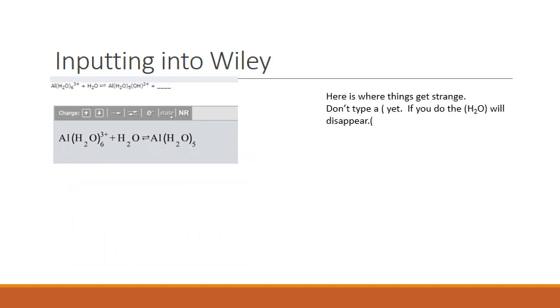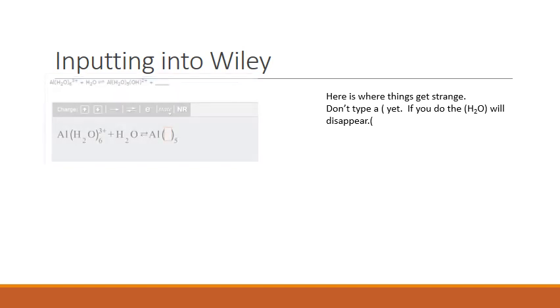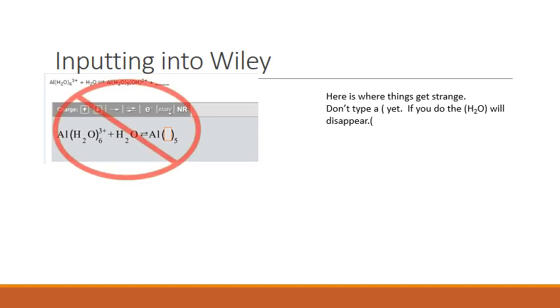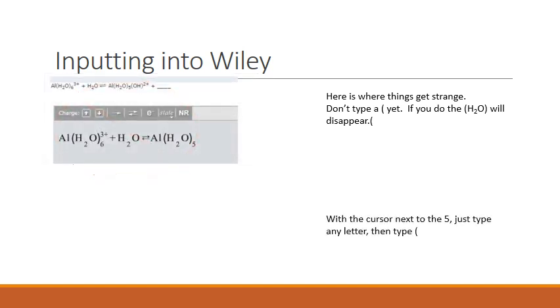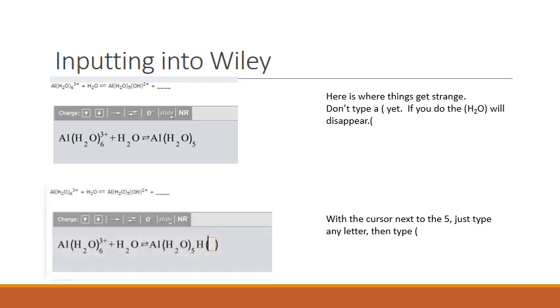Okay, here's where it gets strange. Don't type another parentheses yet. If you do, the water that you've typed in will disappear. We don't want that. With the cursor next to the 5, just type a letter, and that letter will appear and your water won't disappear. Then type your opening parentheses. That extra letter, whatever it is, we're going to get rid of it. But for now, this will allow us to type our OH.